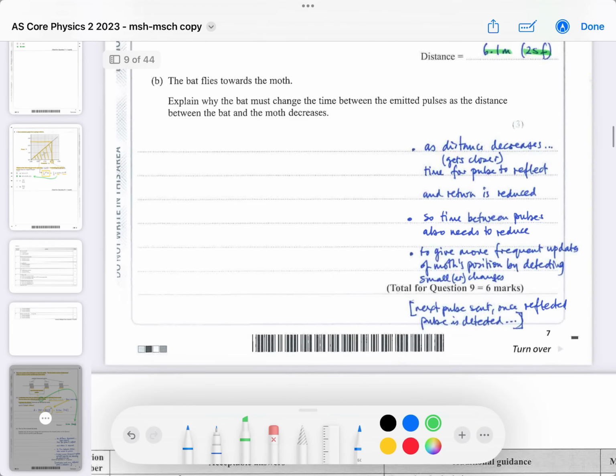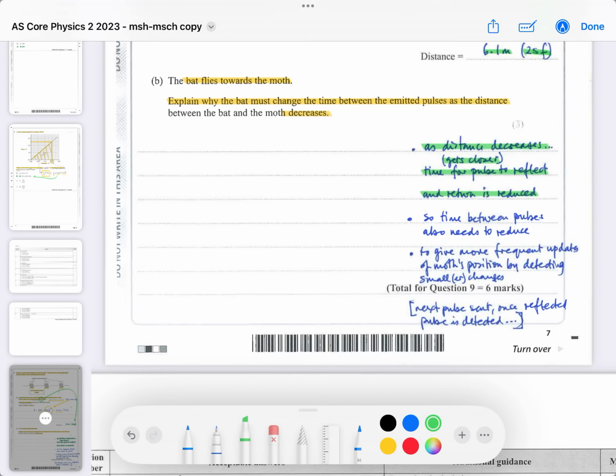Okay. It then says the bat flies towards the moth. So it's getting closer. Explain why the bat must change the time between the emitted pulses as the distance between them decreases. So the way I've put it is, as the distance decreases, as they get closer, the time for the pulse to reflect and return, because remember it's got to detect it, is reduced. So the bat has less time to detect each of the pulses as it's getting closer.